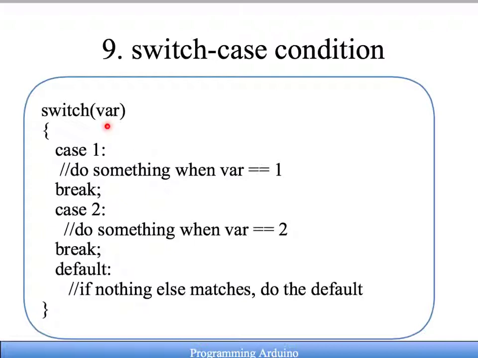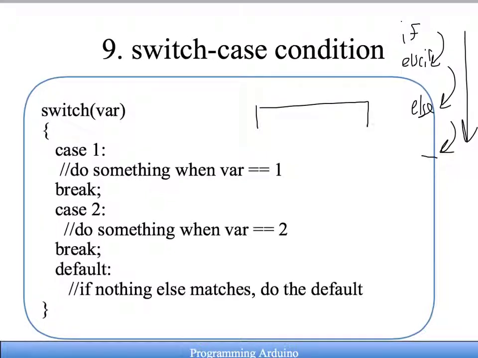Switch case is different from if else. With if else, you start from if, then else if, and then else. Otherwise, go to the next; it goes line by line. But the switch case, similar to a T diagram, has case 1, case 2, and default.